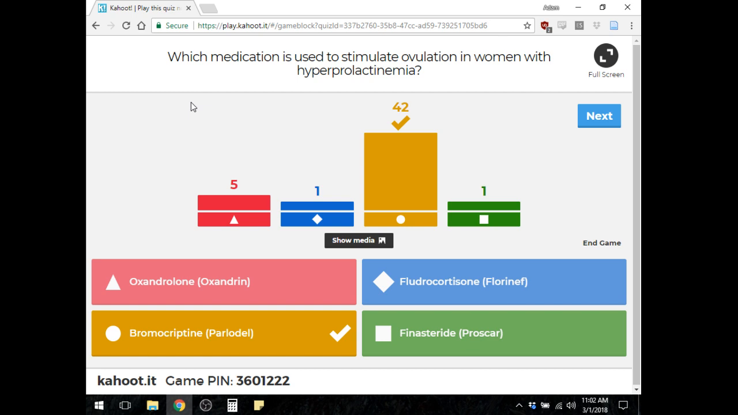What do you use finasteride for? Yeah, so it's a 5-alpha reductase inhibitor, so it prevents production of DHT. So that would be better for patients with BPH. We talked about fludrocortisone already. What's oxandrolone? It's going to be like a testosterone replacement, right? So it's an analog to testosterone you can administer. That one is an oral option.